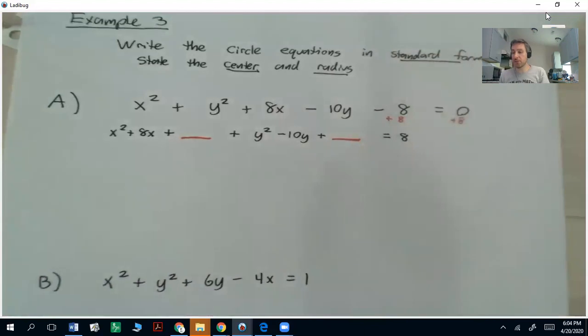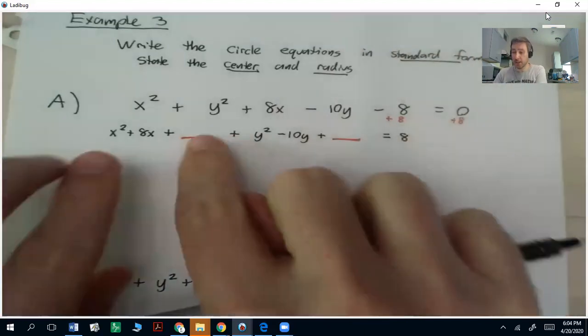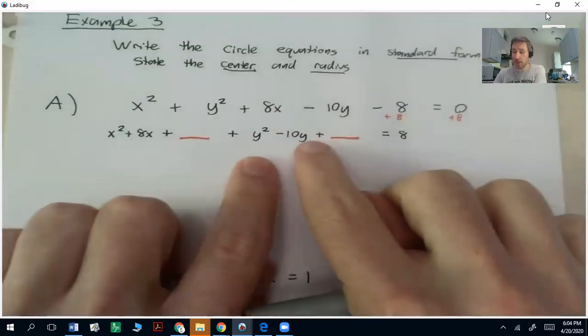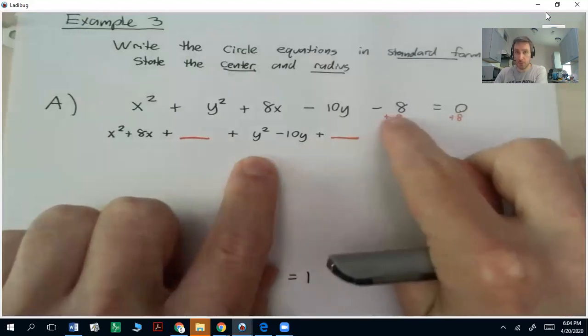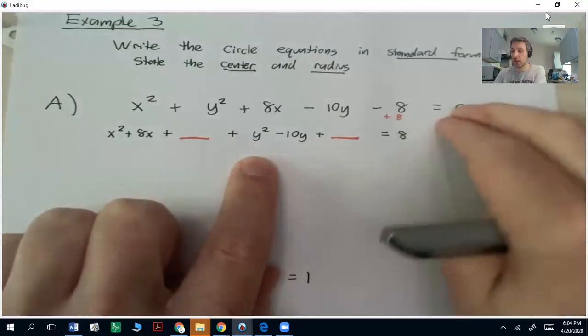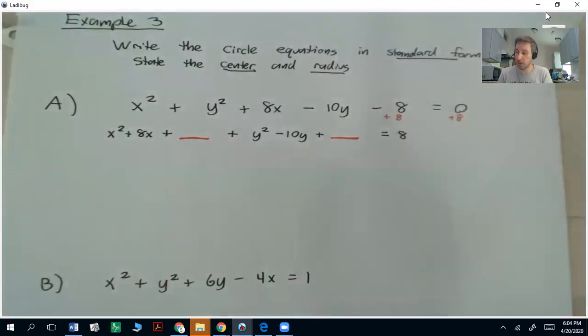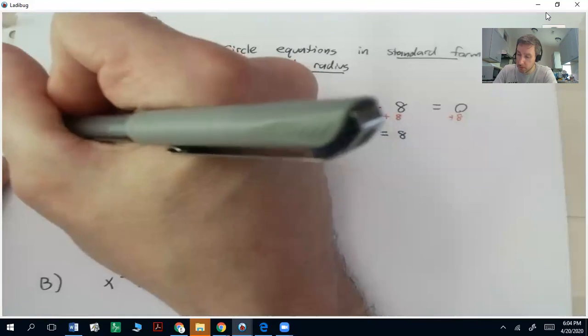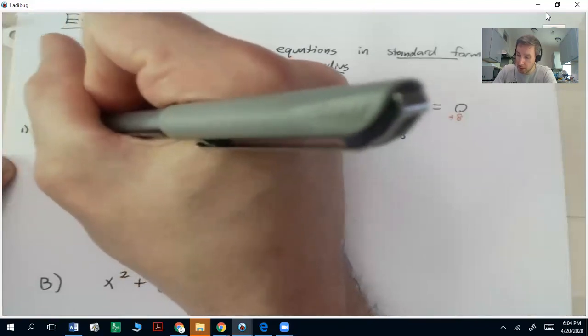So step 1 is simply to rearrange. Get the x's together, leave a space. Get the y's together, leave a space. If the number at the end is before the equal sign, bring it to the right side, change its sign, and put it after the equal sign. So step 1, rearrange.